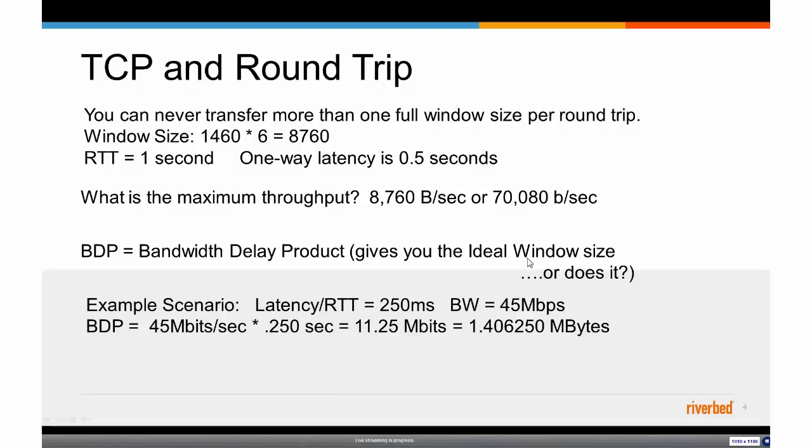Or does it? Okay? Things in protocol analysis are interesting, and maybe in technology in general. It's not always black and white. Mathematically, it is black and white. But in the real world, this isn't how it works. And oftentimes, you're going to hear someone say, you know what, just double the bandwidth delay product. And when I first heard this, I said, hold on a second. Why do I need to double this?